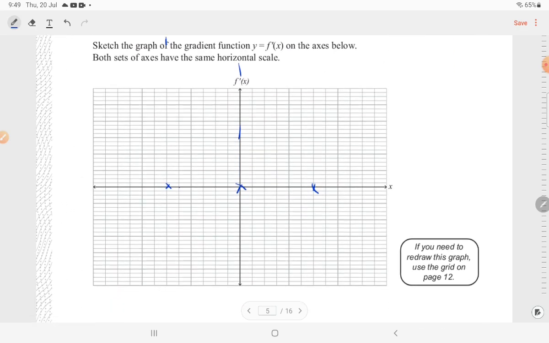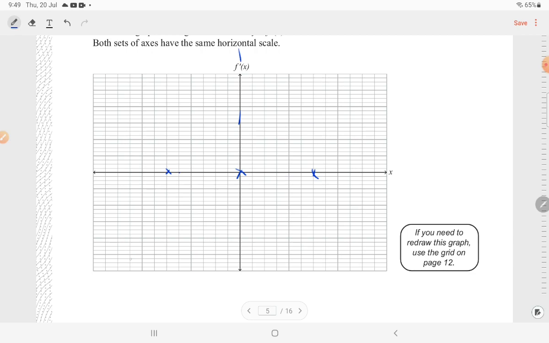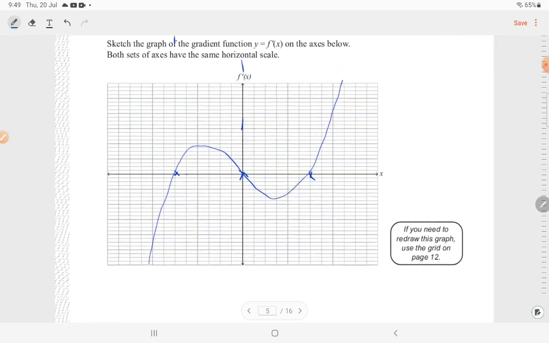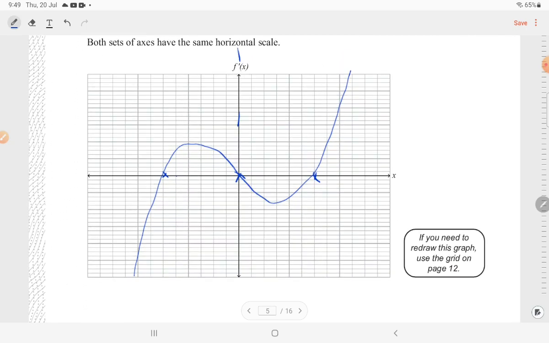So all we need to do is draw a cubic that goes through these 3 points. A positive cubic to be specific. So it could be something like this. This is what a cubic looks like, so this is completely fine.